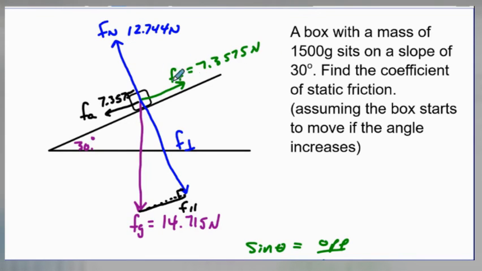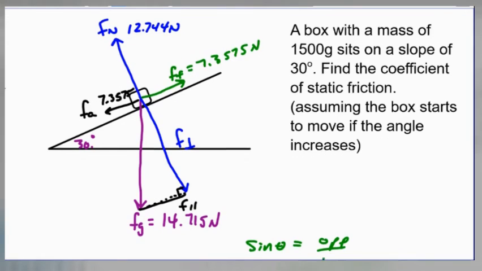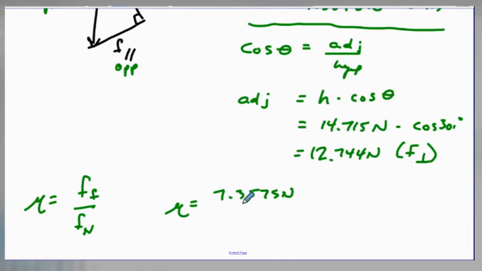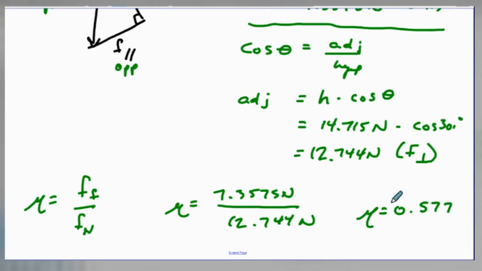And now we have our frictional force and our normal force, and that's going to lead us to the coefficient of friction. So our coefficient of friction is our FF divided by our Fn. So mu in this example will be 7.3575 newtons divided by 12.744 newtons, where mu has a value of 0.577.